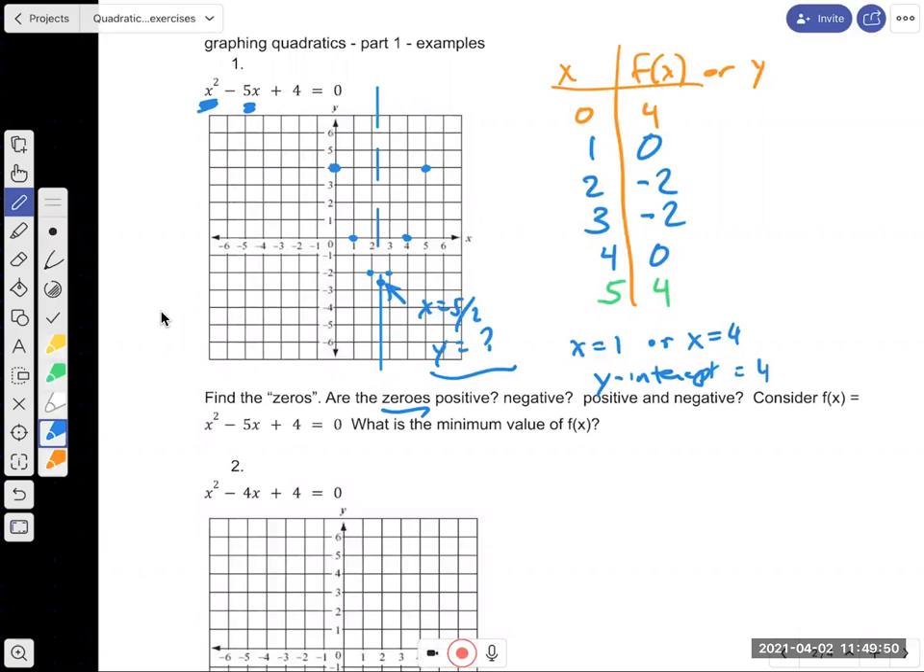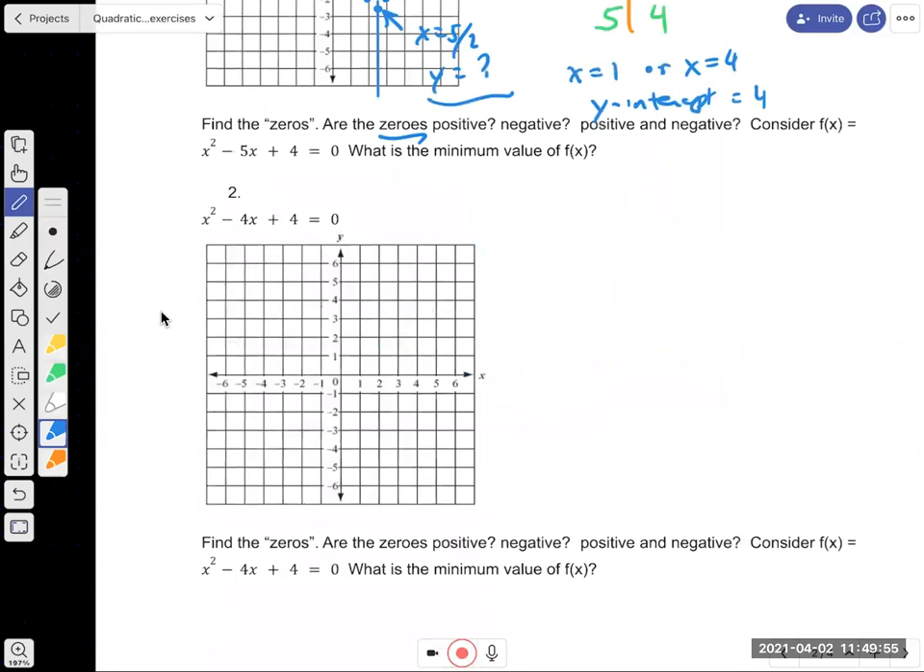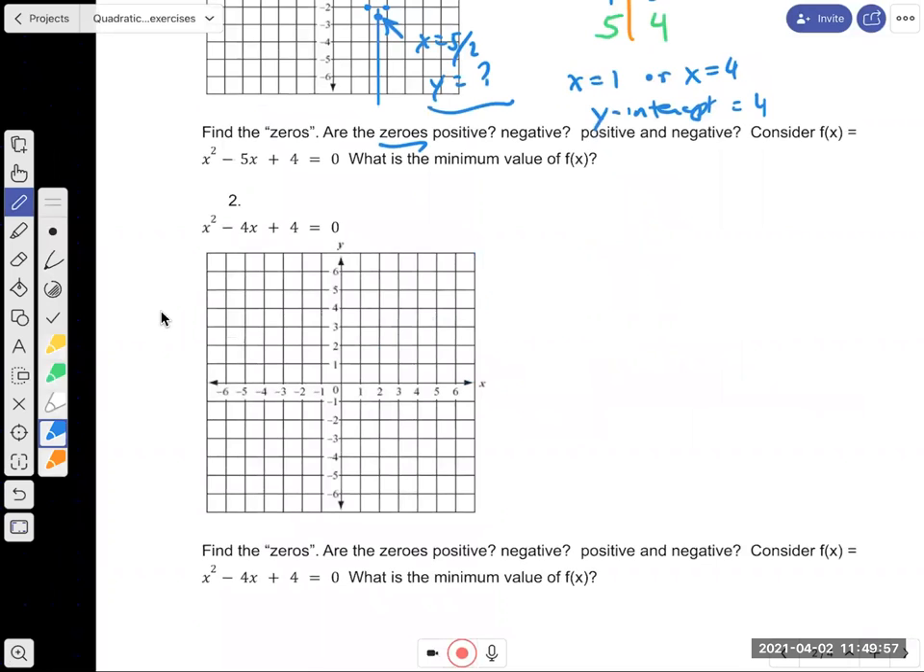Okay, let's look at the next one. It's a little bit different. And it's different because you'll recognize it as a binomial that's getting squared. And so we'll say, okay, here we have x, and then f of x is x squared minus 4x plus 4, or you could just say y. What is y if I put x into x squared minus 4x plus 4?